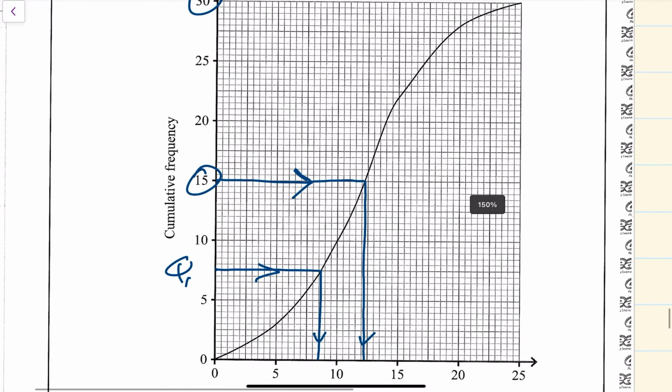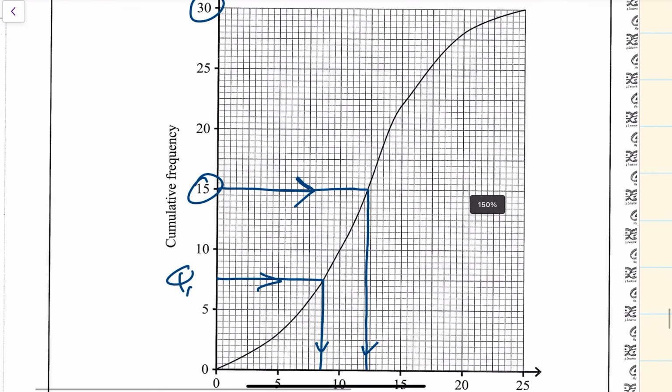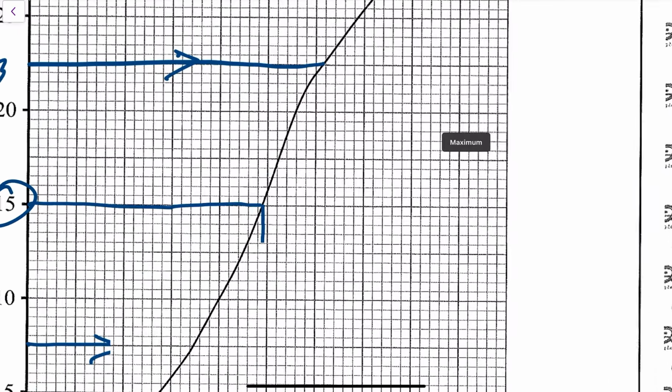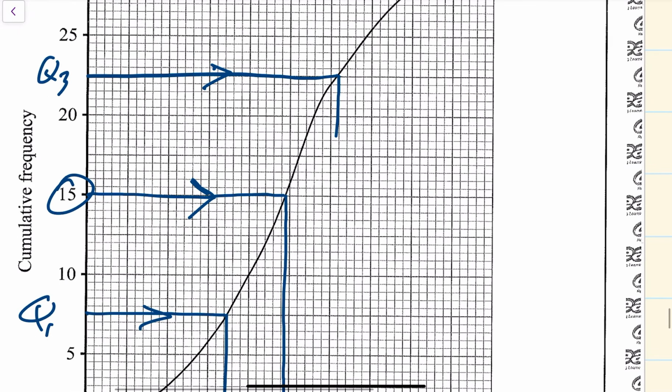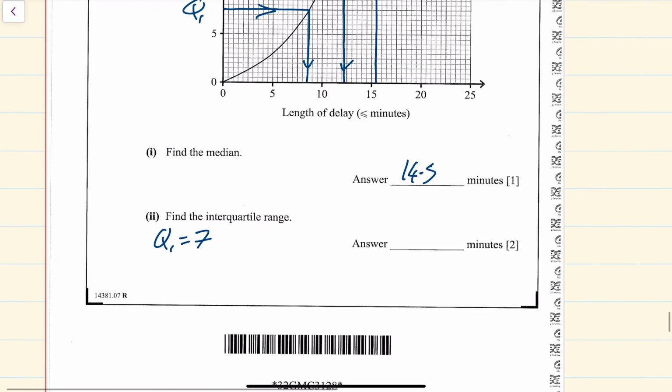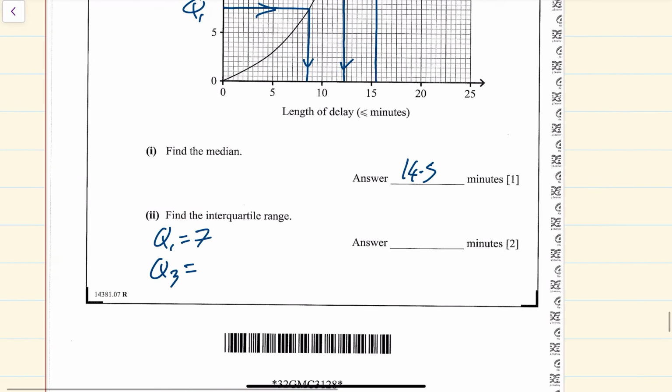And then where are we going across? At 22.5 then. That's pretty good as well. That's my Q3. And then we're going down from here. Again, you use a ruler please. So that's 16 for my Q3. So the interquartile range is 16 minus 7, so it's just going to be equal to 9.